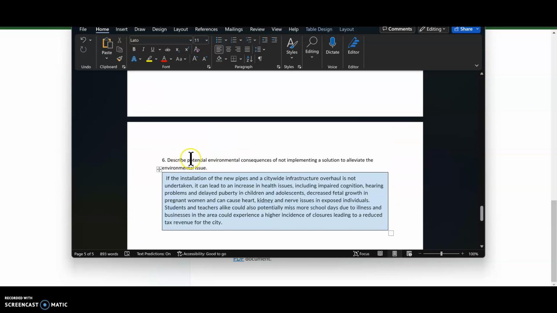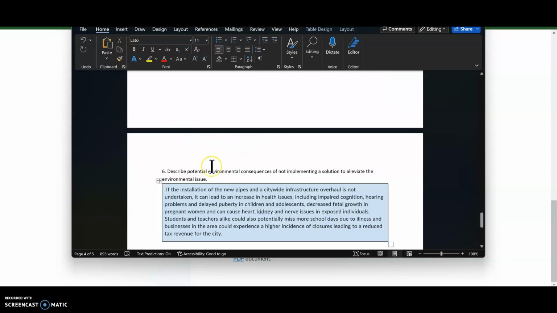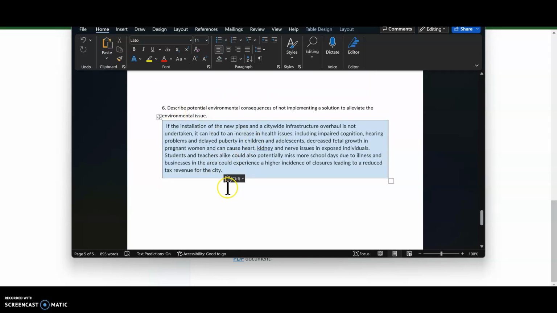And then don't forget to do number 6. There's always like this big space and everybody thinks that they're done, but there's still another space here. So you're describing the potential environmental consequences of not implementing. So like, what's going to happen if we do nothing? Right? Are people going to get sick? Is the local ecosystem going to be destroyed? Consider wildlife a factor as well.